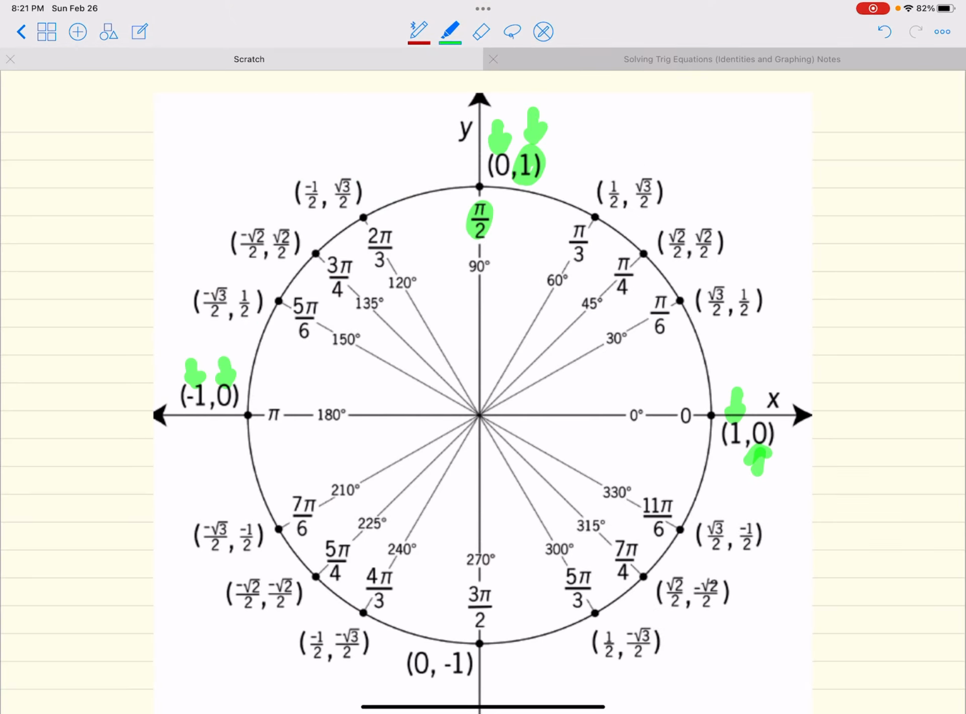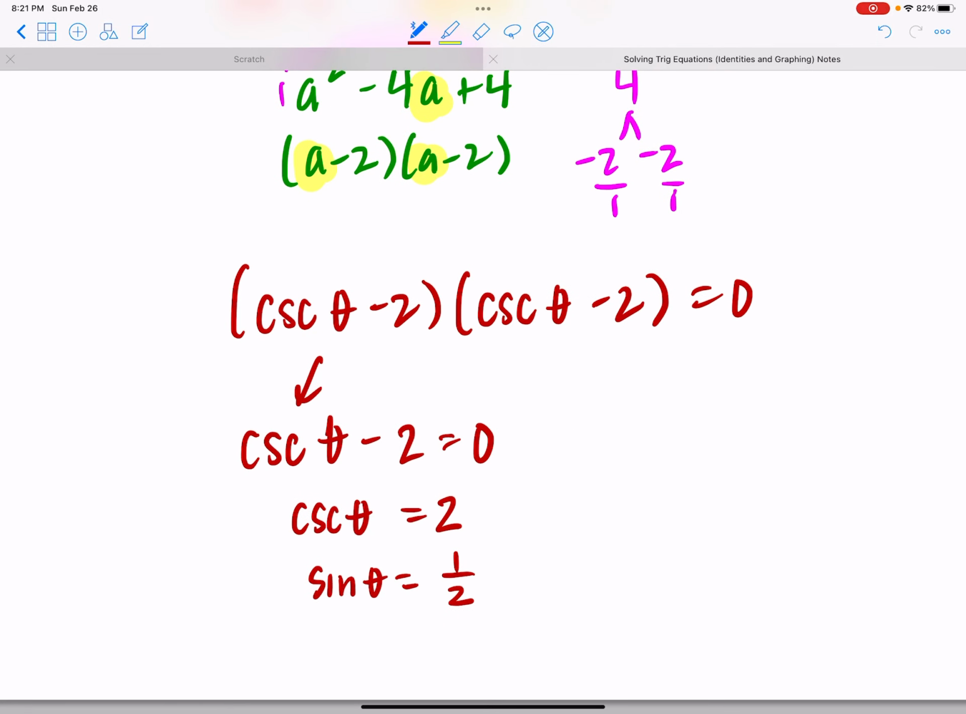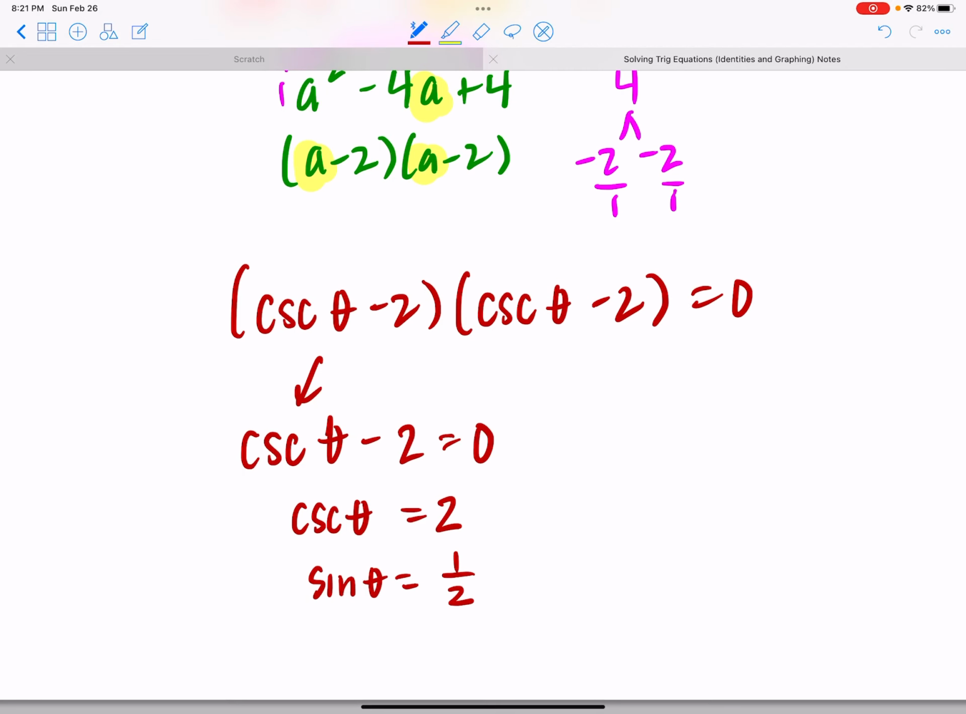Where is our sine a positive 1/2? So we have a positive 1/2 for sine at pi over 6, and we have a positive 1/2 for sine at 5 pi over 6. And we are looking for all solutions, which just says to solve. So again, we're going to say pi over 6 plus 2 pi n and 5 pi over 6 plus 2 pi n to get all those infinite solutions in there.